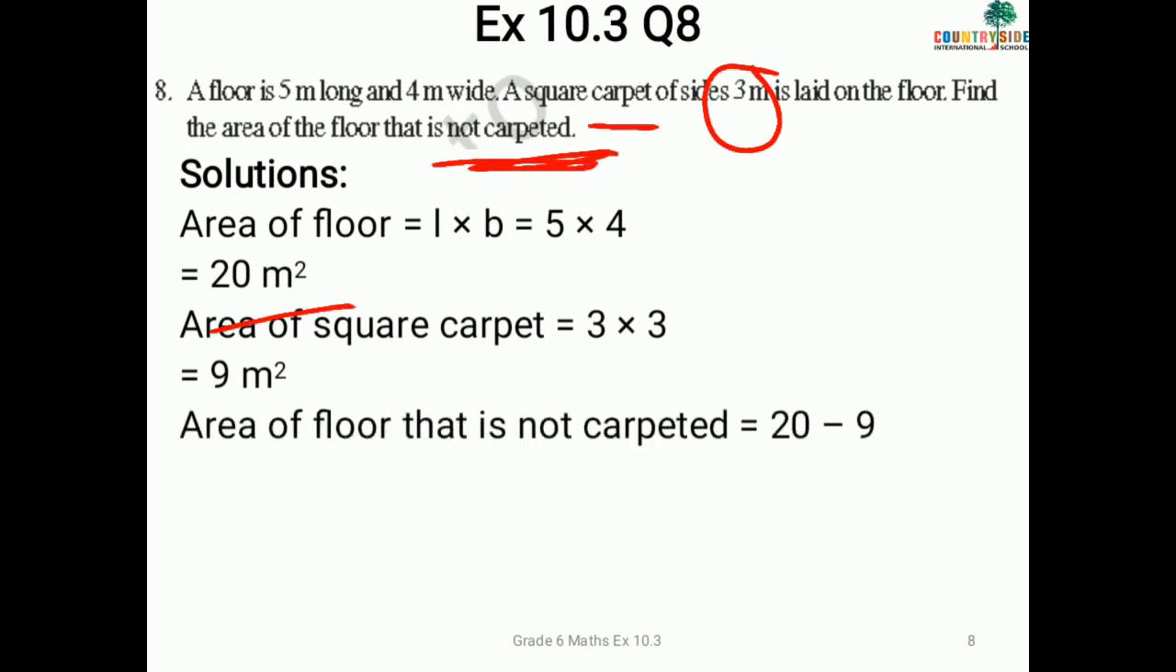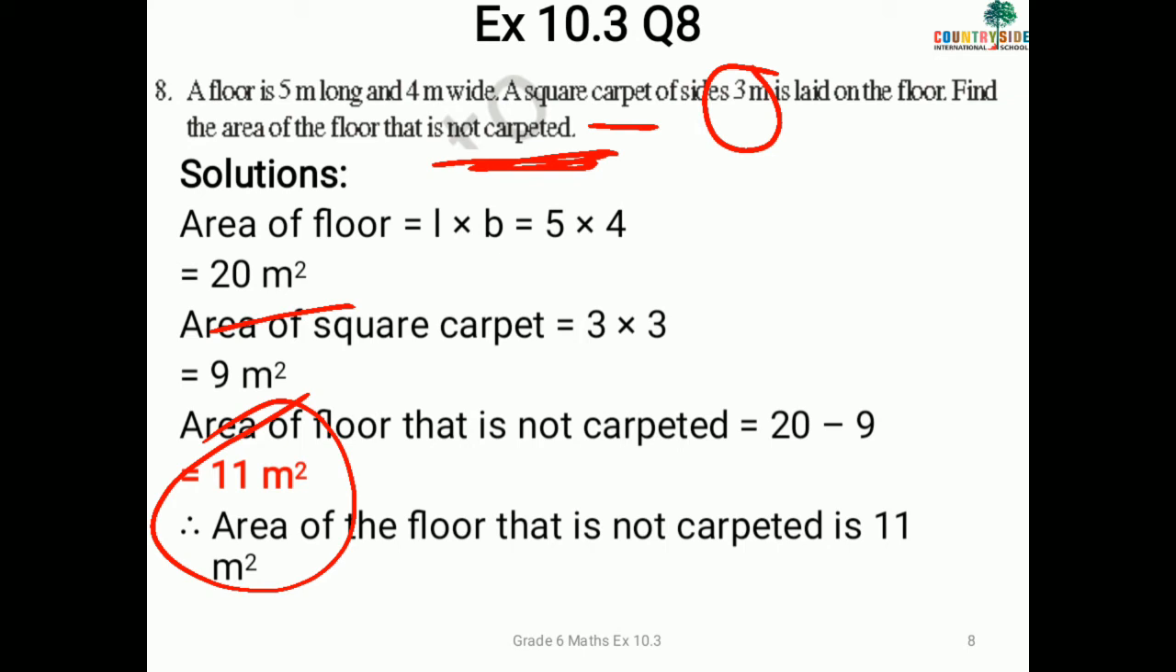So the area of the floor that is not carpeted equals 20 minus 9, and that is nothing but 11 meter square. So this is your simple answer. Okay, so at the end you will write the area of the floor that is not carpeted is 11 meter square.